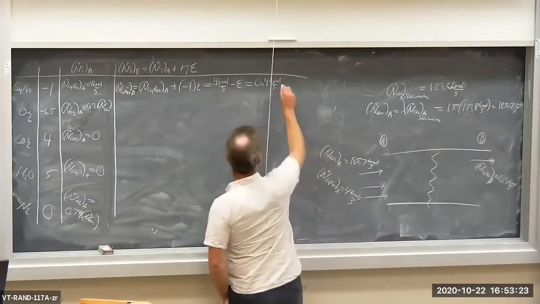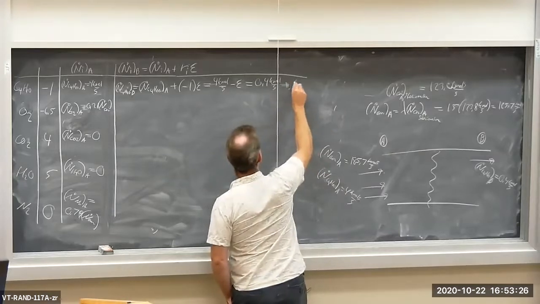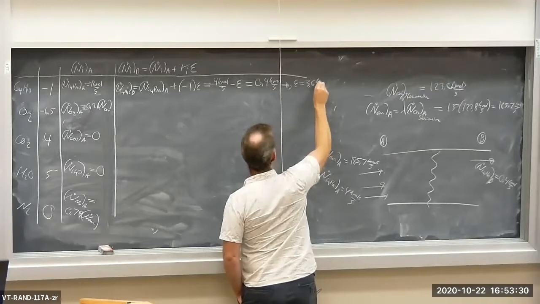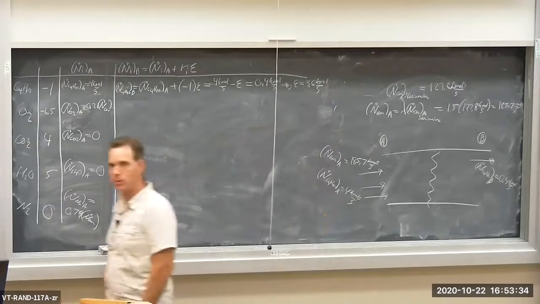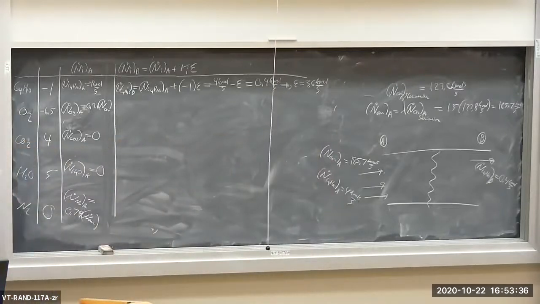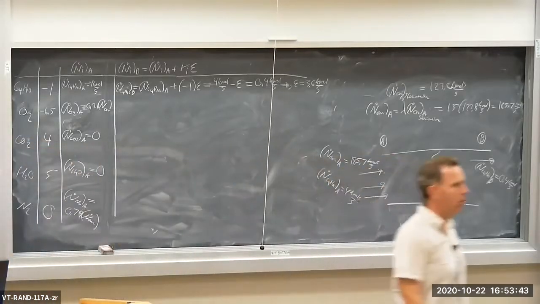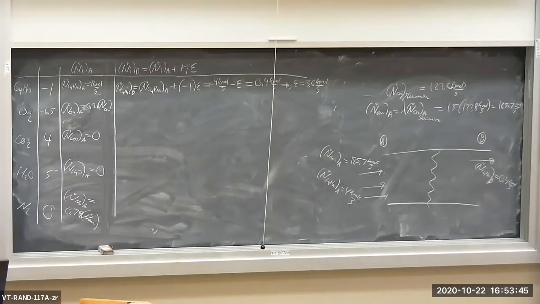Well, that implies solving for epsilon. The reaction coordinate epsilon is 3.6 kilomoles per second, to give us that non-zero outlet flow of unburned fuel.